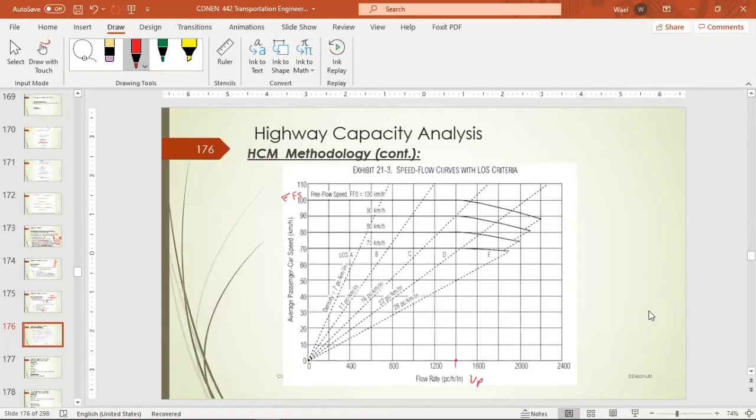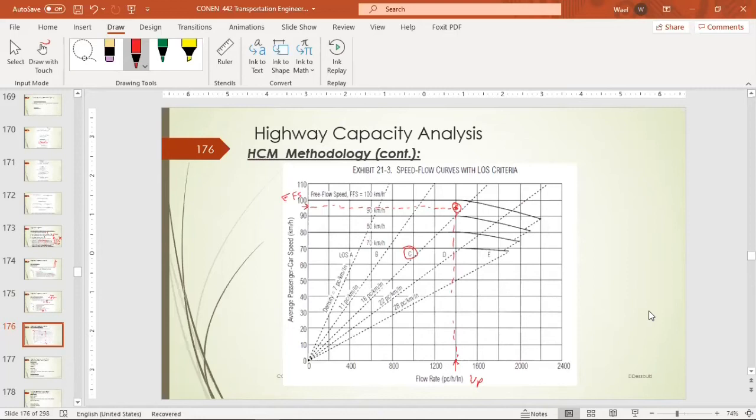So if we have the VP here, and say, for example, the free flow speed was 95, basically we go this way, and we go up, so that's a point of intersection. So the level of service in this case will be C. Okay, that's a graphical method.